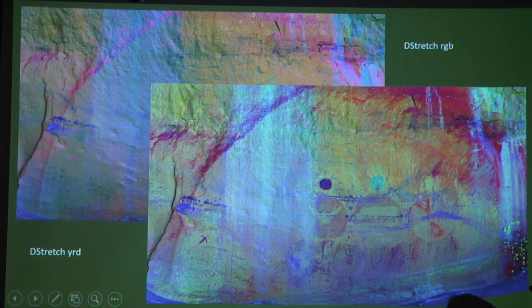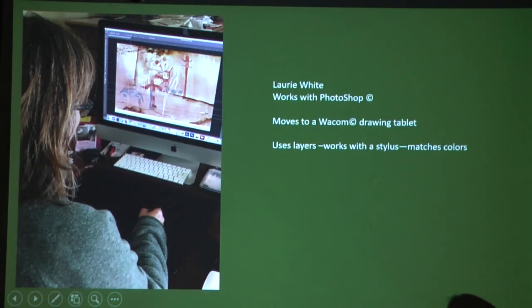And if we press another one, we get the purples to come out better, so that we get different colors by going through each of those different channels that we have with DStretch. We can get different colors to come out better from one versus the other. And then what happens is an individual takes those images home.